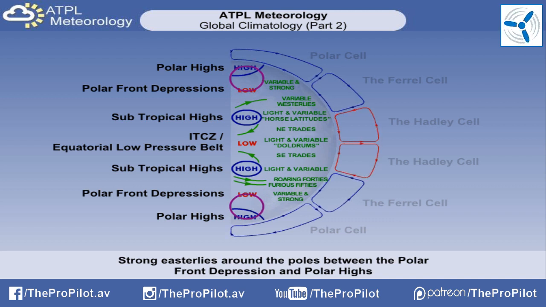Next we will look at the surface winds between the polar front depressions and polar highs. Looking at the side view, we can again see airflow from the high to the low. But like before, very little air flows in this manner. Again, there is deflection from the Coriolis effect, and the resulting wind will be easterly in this area. Around the Antarctic Peninsula in the winter months, these easterly winds can get very strong, averaging up to 100 knots for days on end.